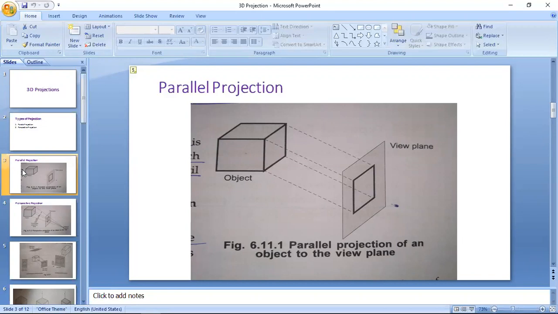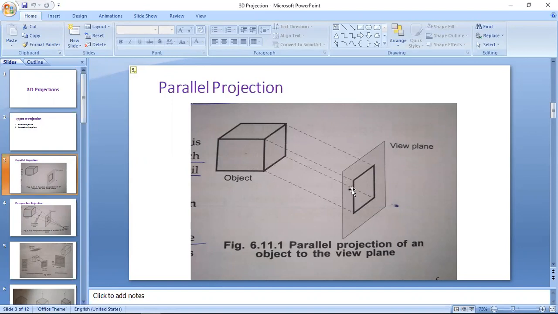So that you can see the object in only a 2D plane, the xy plane, and the parallel lines from each vertex on the object are extended until they intersect the view plane. Here, by the dotted lines, you can see these are the projection lines which intersect the view plane. So this is nothing but the parallel projection.